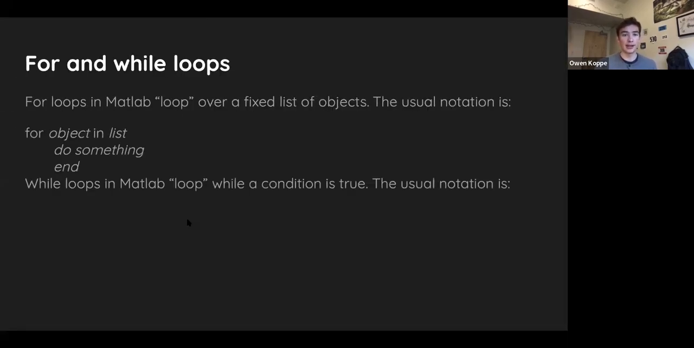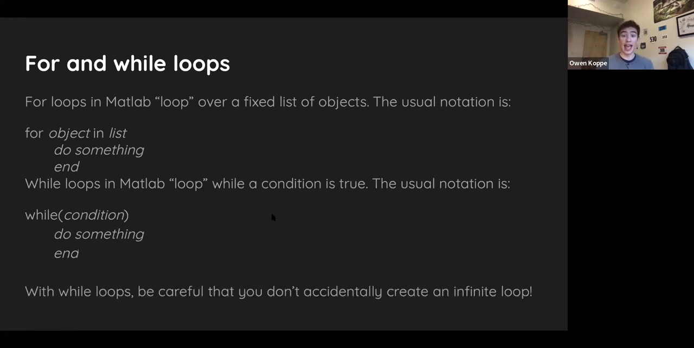So while loops in MATLAB will loop while a condition is true. They're similar to for loops, but a little bit different. The usual while loop notation is something like while condition, do something, and then end. We can define whatever condition we want up here, and the while loop will continue until that condition is not true. And we need to note here that you can accidentally make infinite loops with while loops, where it will never end if your condition is always true.